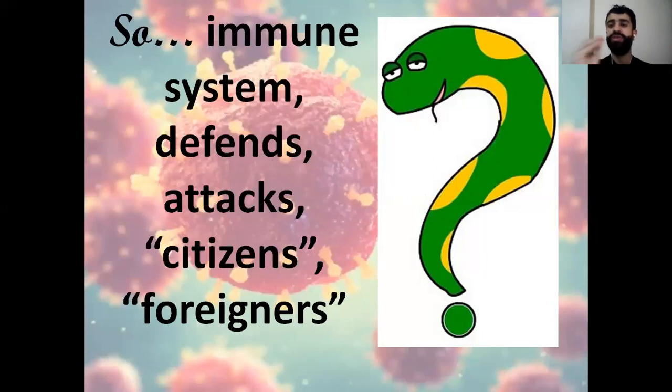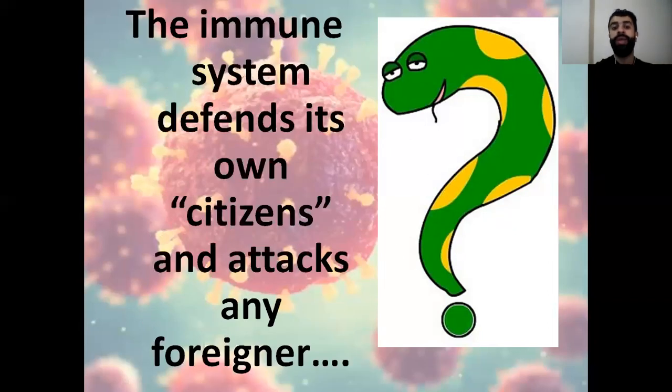As you know, the immune system will defend the citizens, the organs of my body. So my immune system will defend my citizens and it will attack the foreigners. So the immune system will defend the citizens and it will attack any foreigner. So anything outside the body, bacteria, viruses, microbes, small microorganisms, any organs that are outside the body, my immune system will attack them since they are foreigners.